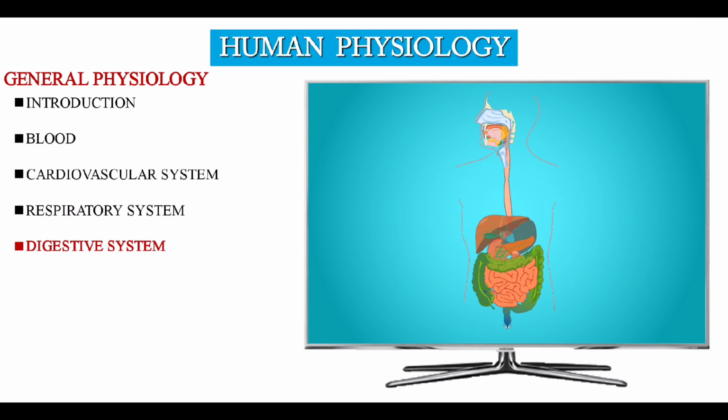And the next one is digestive system, in which we have to study general outline of digestive system and salivary digestion, gastric secretion and its mechanism of secretion and function, mechanism of secretion of succus entericus and pancreatic juice and its function, structure, secretion and function of liver.